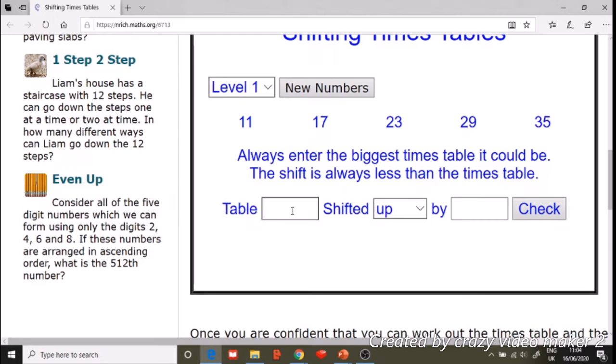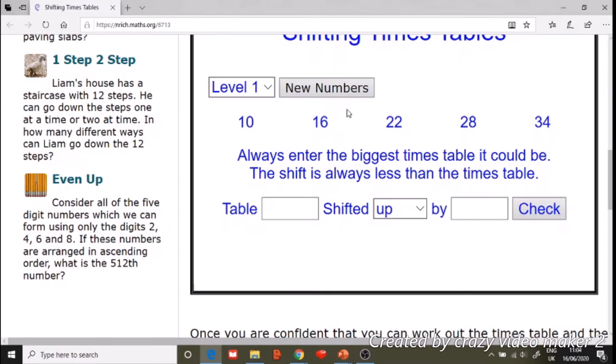Now if you're looking at your differences, the difference here is actually 6, and I could do 17 take away 11, which is 6, or I could do 23 take away 17, which is 6, but it's not a 6 times table, it's actually more than that. So ask yourself, what do I have to add to 6 to get to 11, which would be 5. So it's a 6 times table shifted up by 5. Okay, checked. Well done, that's right.